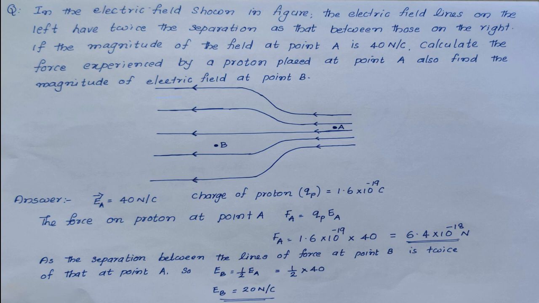E we know is 40. So E_B is half of 40. So we get the value E_B is equal to 20 Newton per coulomb. So this is the answer. Okay, this is the value of electric field at the point B.